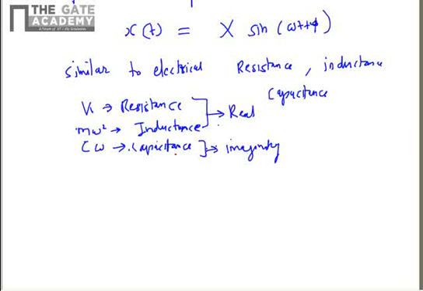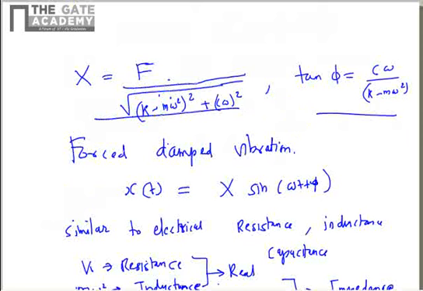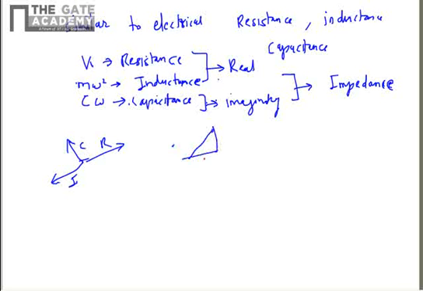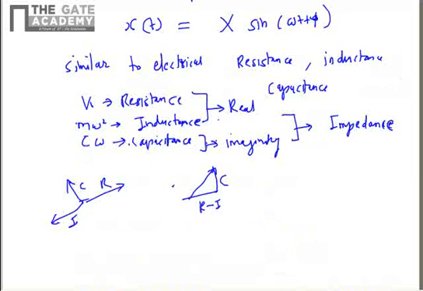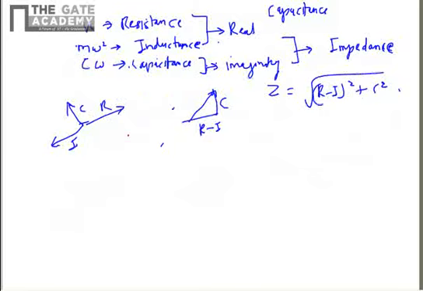The combination of resistance and capacitance is known as impedance of an electrical circuit. So you can draw a similar analogy there: you have a resistance, you have an inductance at 180 degrees, and the capacitance. From that diagram you get the summation. In the equivalent diagram you get R minus I on the x-axis and C on the other, and the square root of R minus I whole square plus C square is the impedance. So Z equals the square root of R minus I whole square plus C square. This is something similar to Z.